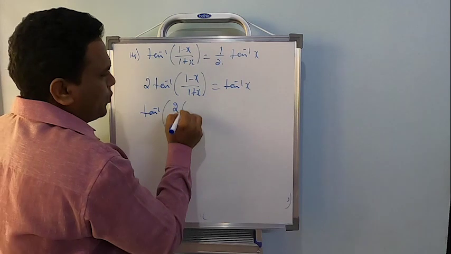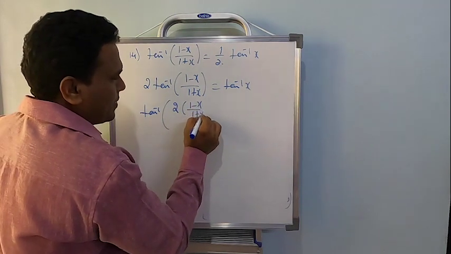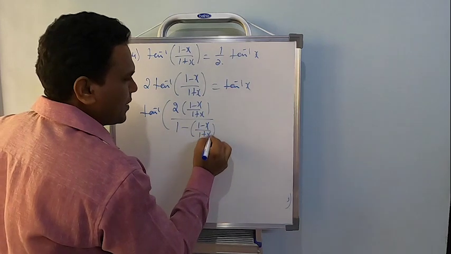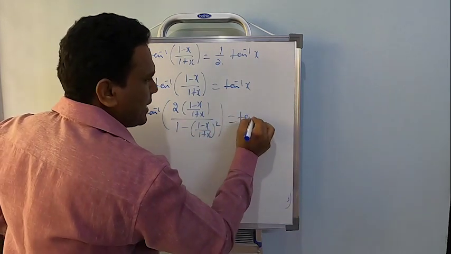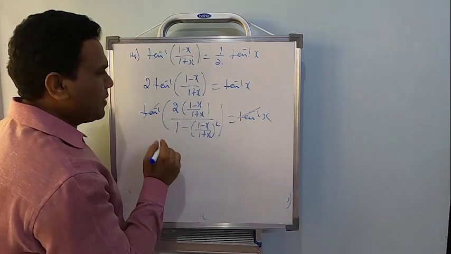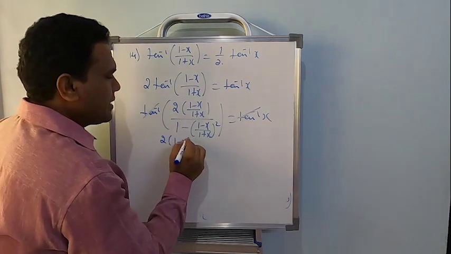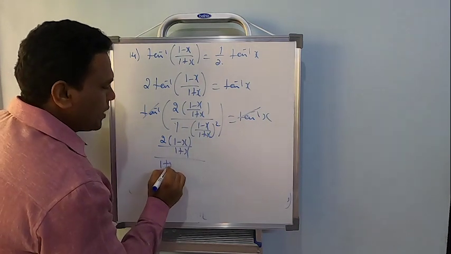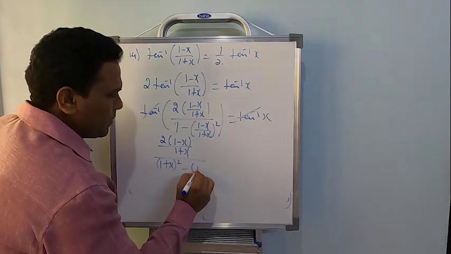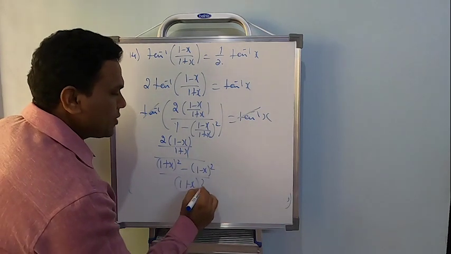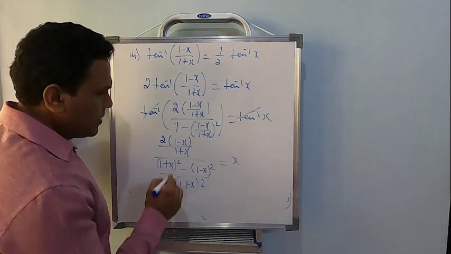Rearrange it. Use the formula of 2 tan inverse x: tan inverse of 2x by 1 minus x square is equal to tan inverse x. Eliminate tan inverse from both sides. Now let us start simplifying. So 1 minus x by 1 plus x, and in the denominator 1 plus x the whole square minus 1 minus x the whole square by 1 plus x the whole square is equal to x.